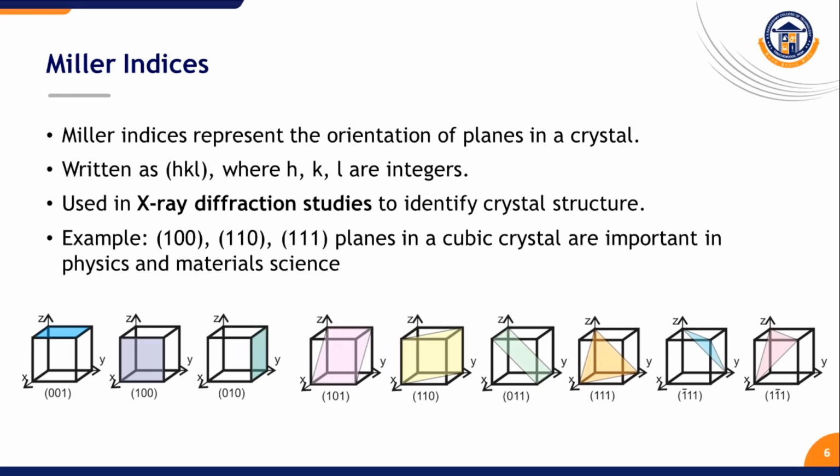To identify and study different planes in a crystal, we use Miller indices. They are written as (hkl), where h, k and l are integers. These indices are especially important in X-ray diffraction studies, which are used to find out the arrangement of atoms. For example, in cubic crystals, planes like (100), (110) and (111) are very important in physics and material science.